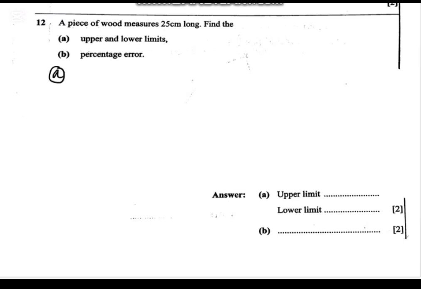upper and lower limits. To get the upper and lower limits, first of all we need to determine the least value for the number we've been given, 25. So 25 is a whole number, and for whole numbers the least value is 1. So any whole number that you can think of, the least value is 1. So least value is equal to 1.